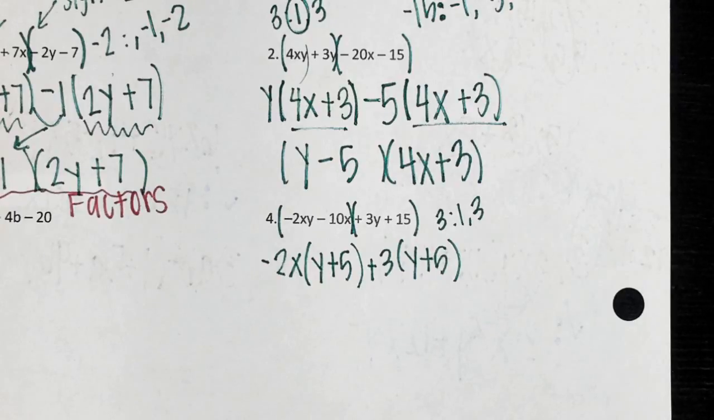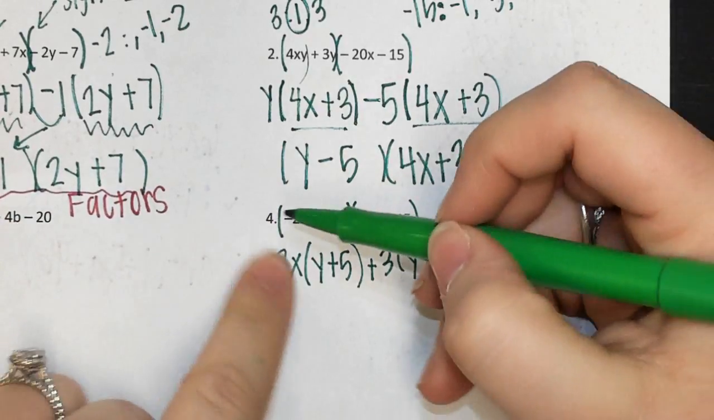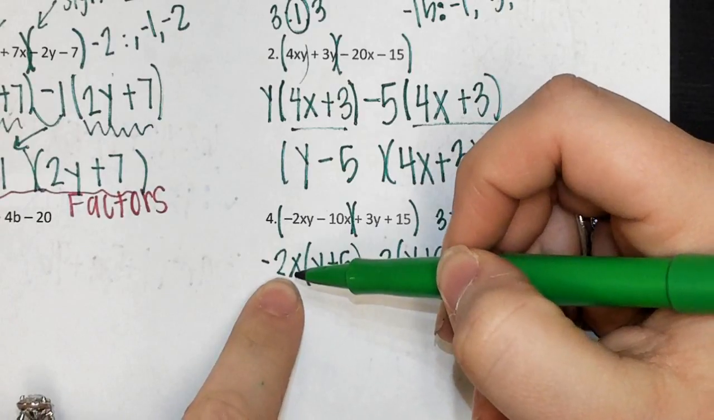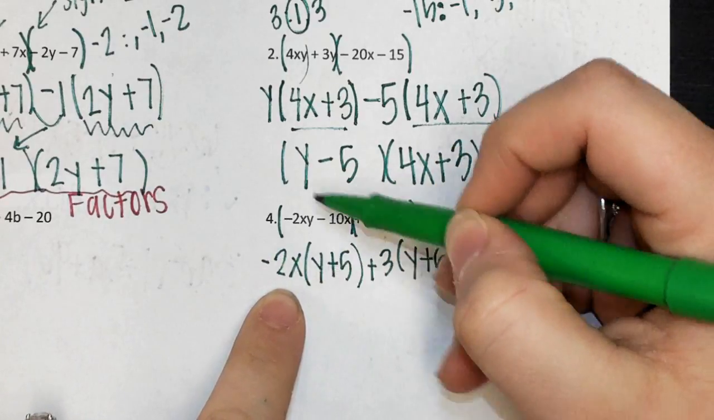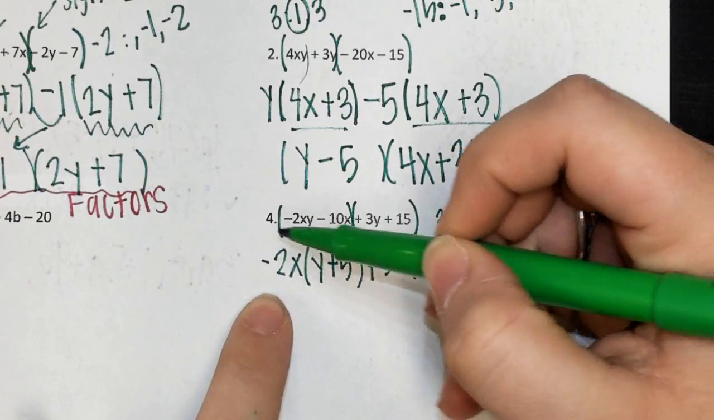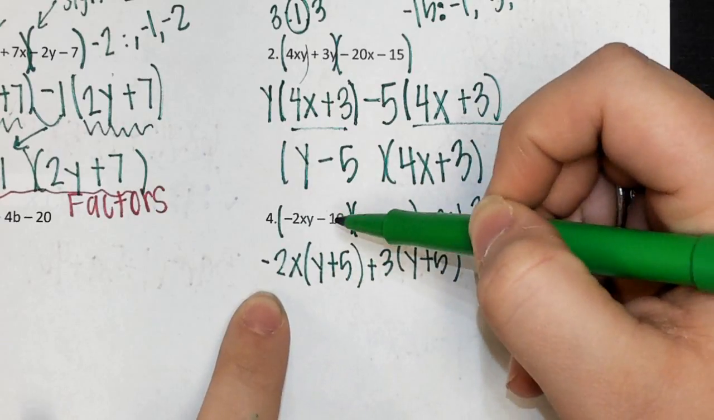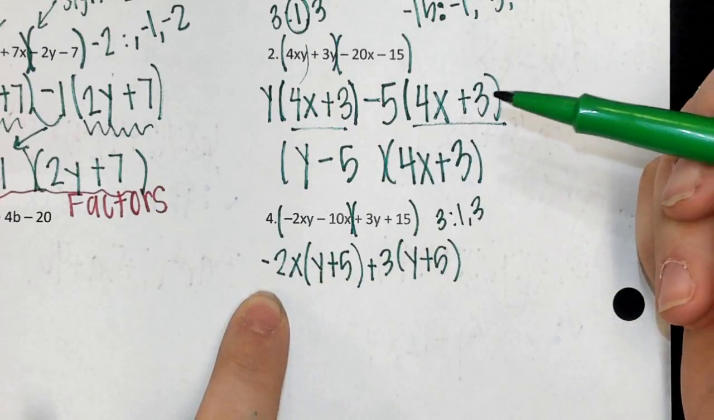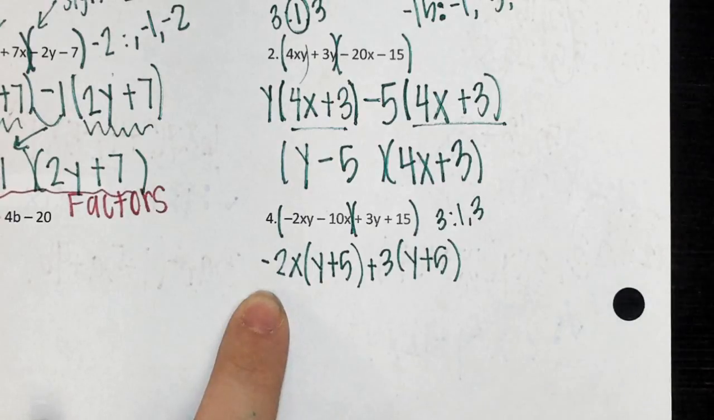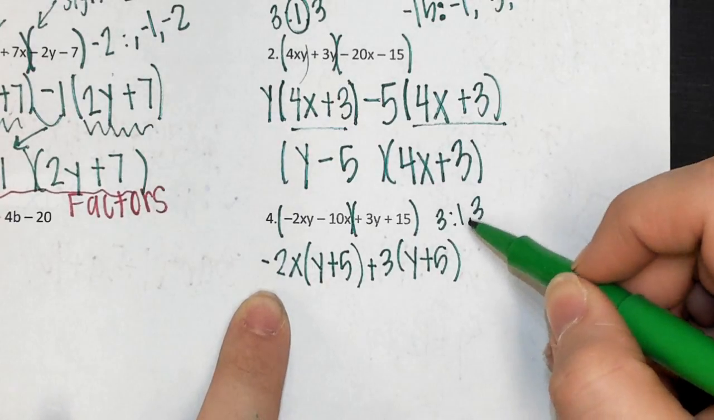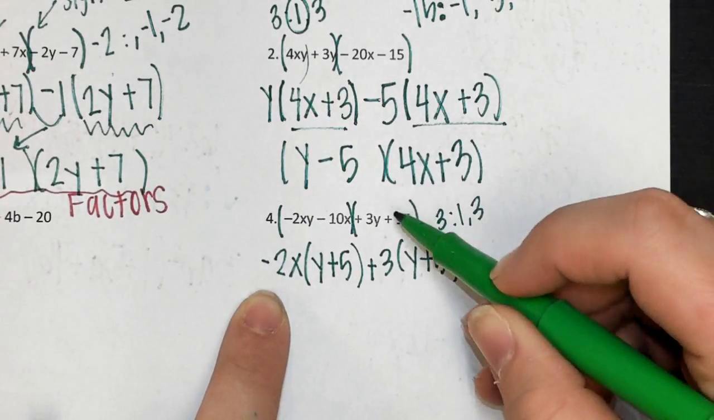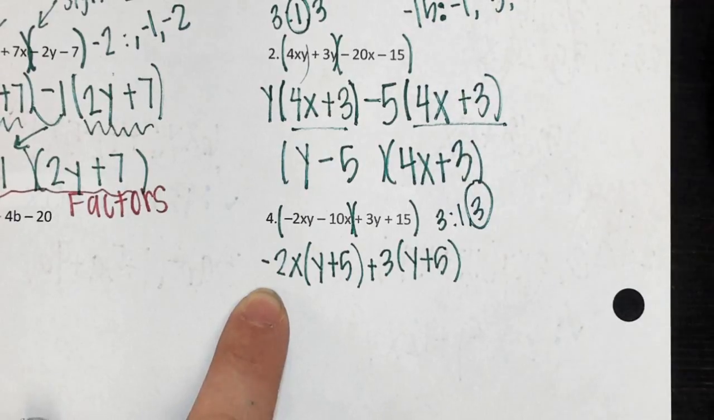Alright, so you should have factored out a negative 2x. Negative 2x times y gives you negative 2xy. Negative 2 times 5 is negative 10, and you already had an x. Your smallest number was 3, so your factors were 1 and 3. Well, 3 goes into 15, so you know that's your factor.